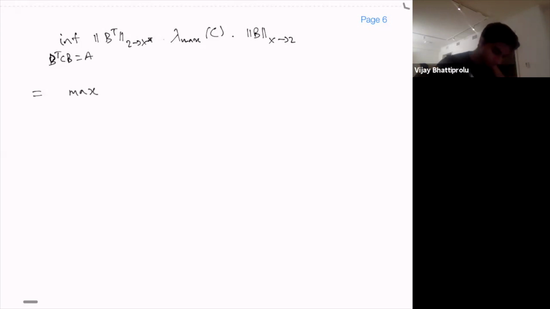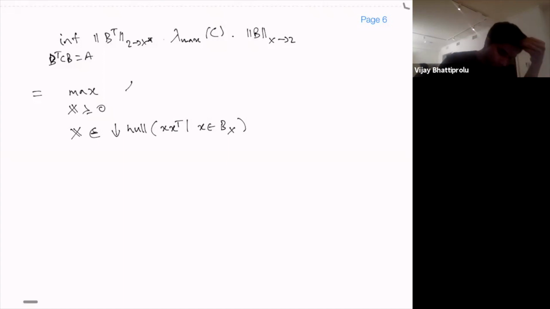the maximum over PSD matrices X that further belong to the following set. So X belongs to the downward closure of the convex hull of x x transpose such that x belongs to BX, of X inner product A.